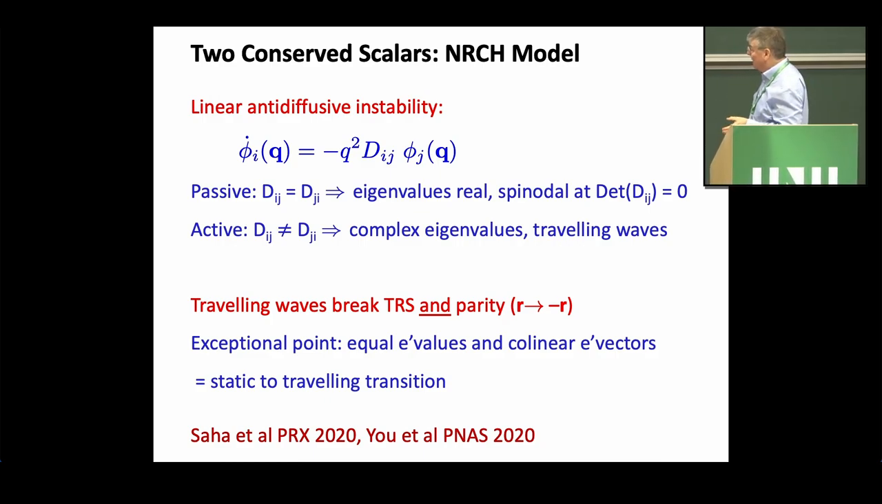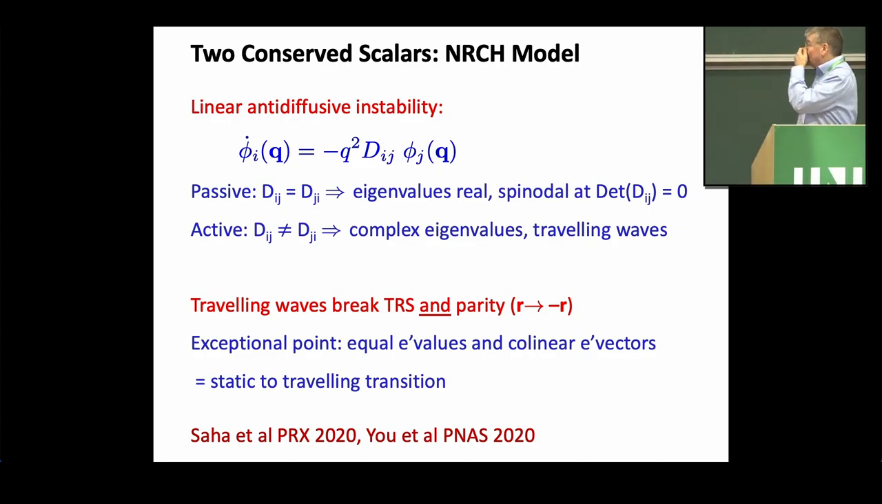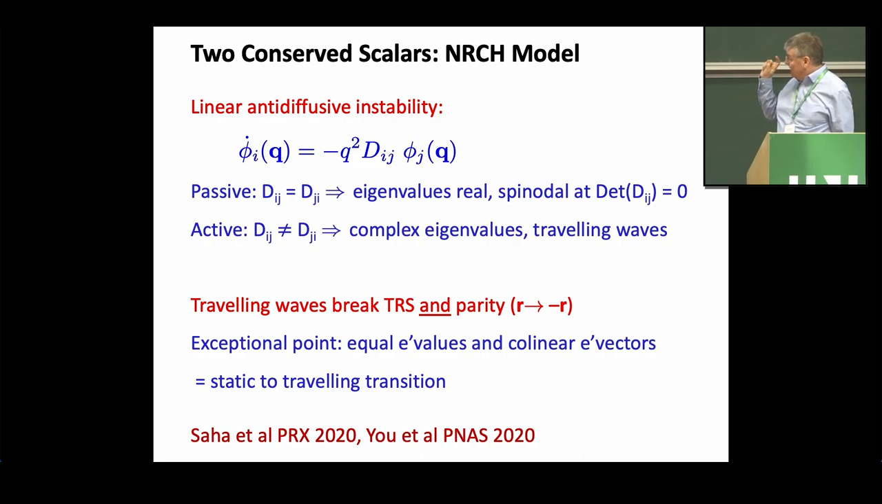The traveling waves, when you get them, break time reversal symmetry, but they also tend to have sawtooth-like waveforms. An interesting thing which emerges from this is something called an exceptional point, which is a point where you have equal eigenvalues and collinear eigenvectors, and as you move away from that, you go from static to traveling density waves in this kind of model.